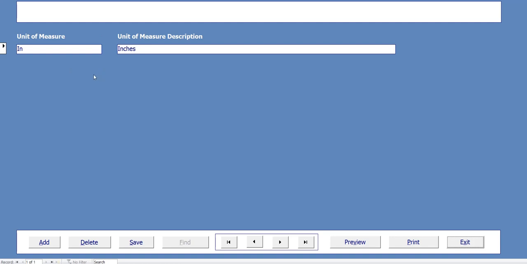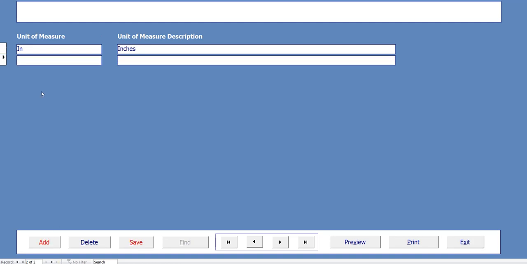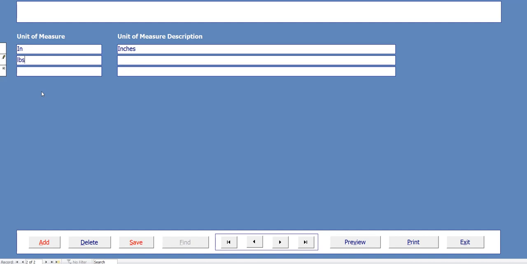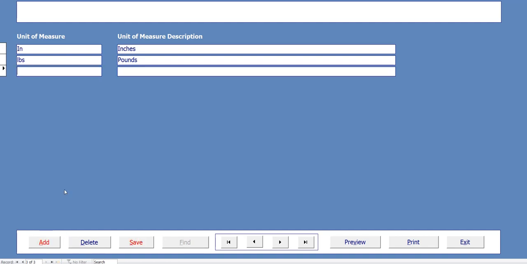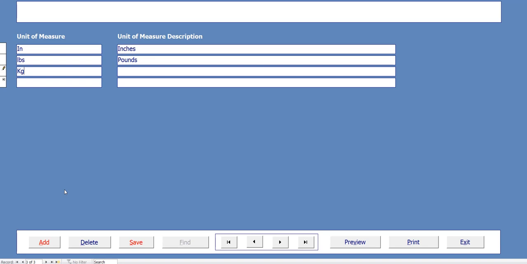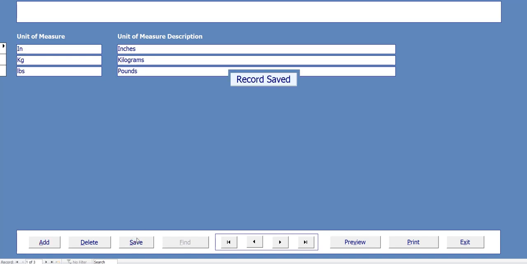So some examples of that, I'll add one in here. Maybe you consume material in pounds, so LBS. So I'll put in pounds, and then I'll click save. I'll add another one in. Maybe you buy it in kilograms. So an example of that, aluminum is often bought in kilograms. So kilograms is spelled like that, and so we'll save that one.